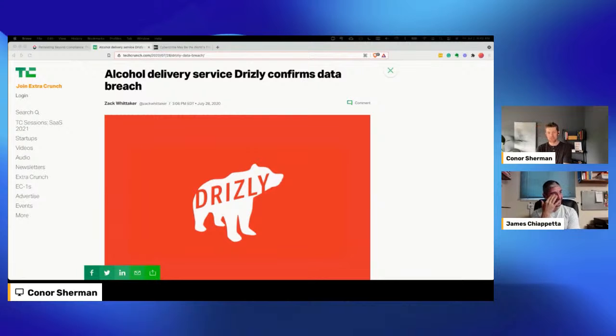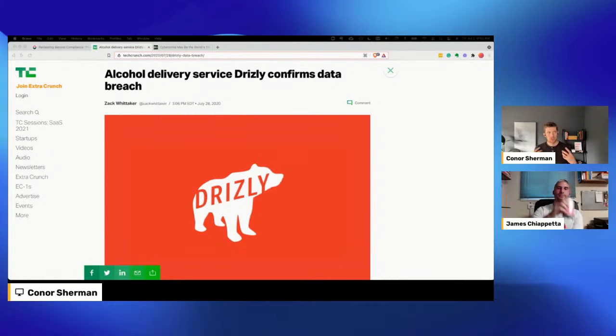So last summer, Drizzly had this breach, right? And what I found interesting is that right now, the clock starts, and of course here we are about 6 months later. Sorry, even more than that, almost 9 months later, we have the class action lawsuit come out.